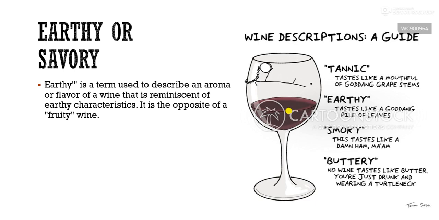Now, there are earthy or savory wines. Earthy is a term used to describe an aroma or flavor of a wine that reminds you of earthy characteristics. It is the opposite of fruity wine. When we say fruity wine, we mean the wine has blackberry, raspberry, or citrusy flavors. But when we say earthy wine, these are wines that have mineral flavor or dry leaf flavors, and so on.